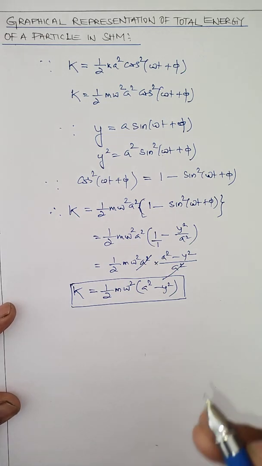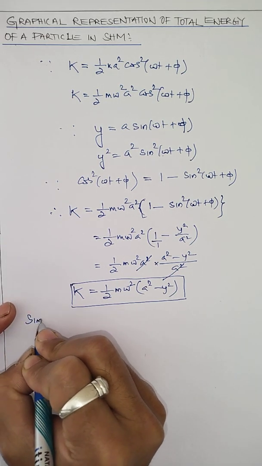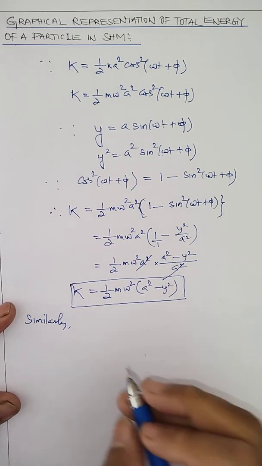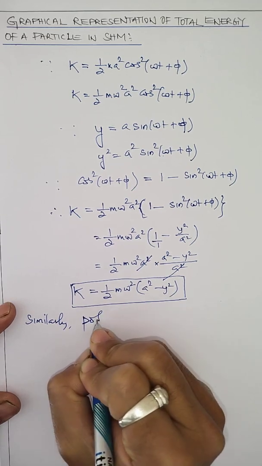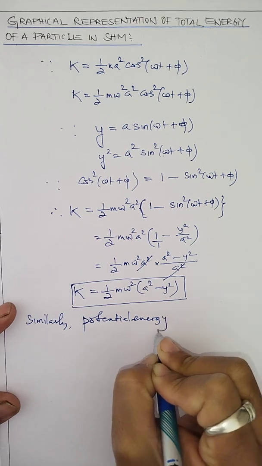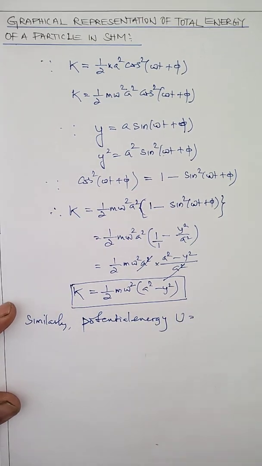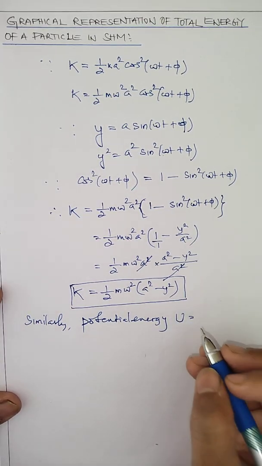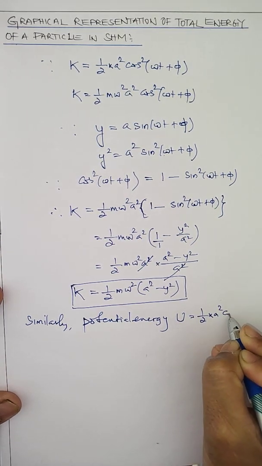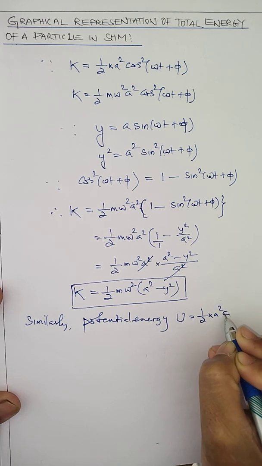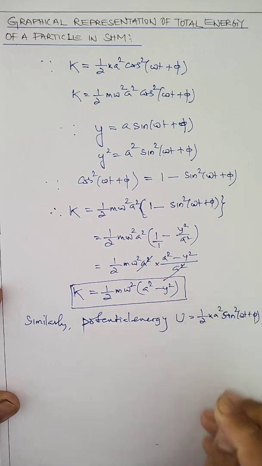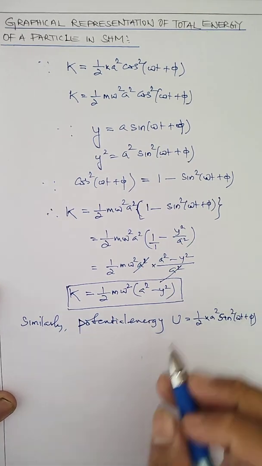Similarly we can write the potential energy of the particle. Children, we have done the expression of potential energy in the last class also. Potential energy is symbolized by the letter U, and it equals half k a square sine square (omega t plus phi). This is the expression of potential energy that we did in the last class.